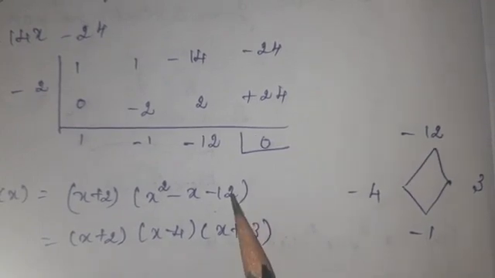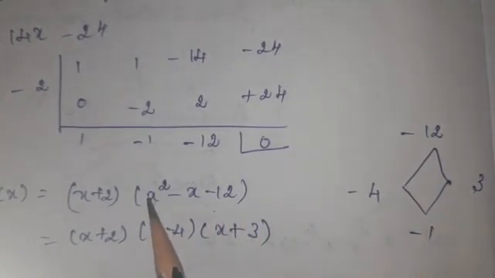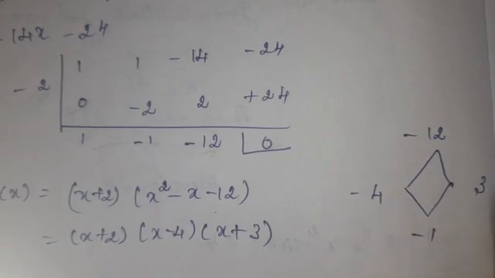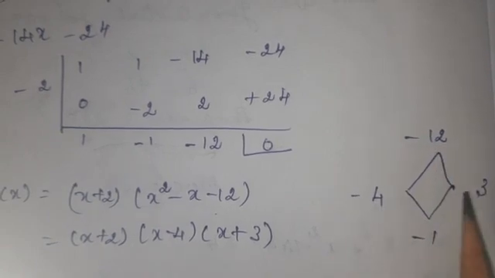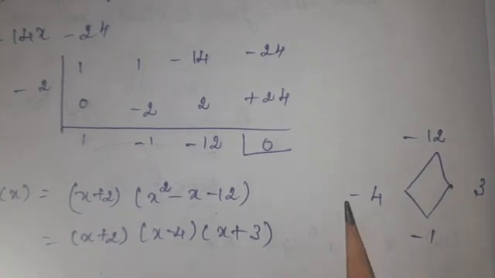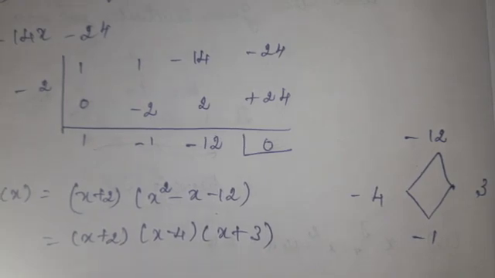In the rough column I have taken this one as minus 12, this one as minus 1, because for x square there is no coefficient, so directly I have taken what number is possible. It is minus 4 into 3. So minus 4 into 3 is minus 12. Minus 4 plus 3 is minus 1. So here we write it as x minus 4, x plus 3. Our factor is x plus 2 into x minus 4 into x plus 3.